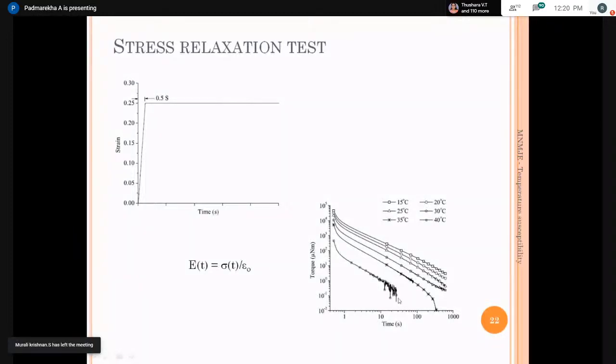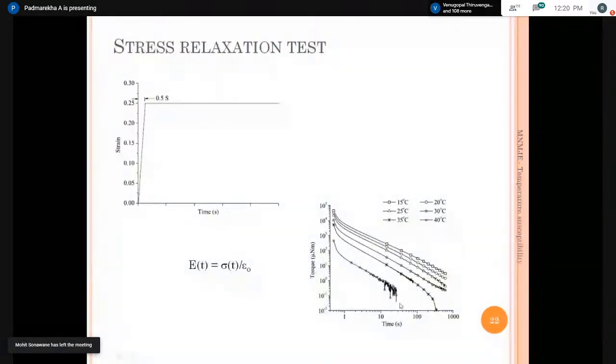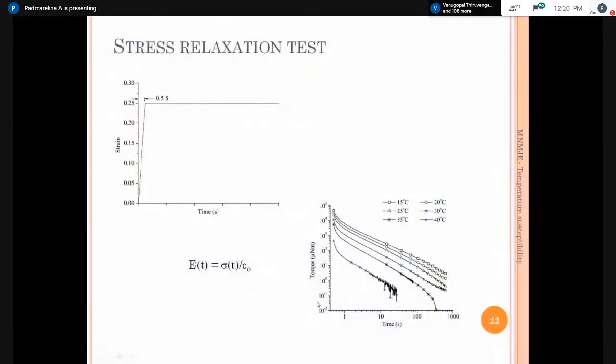This just happened over 10, 11 minutes in one case, and in another it just happened in 10 seconds. When you further increase the temperature, you cannot hold it; the stress will go to zero immediately. So we measure a modulus called the relaxation modulus, which is a function of stress by strain. The stress is not constant, it is a function of time, and it reduces with time.